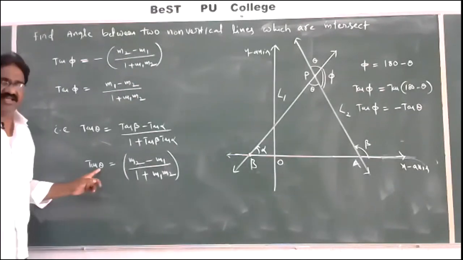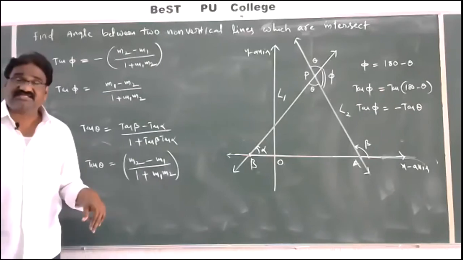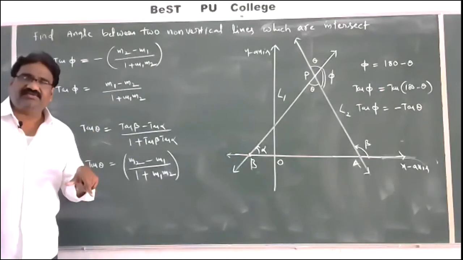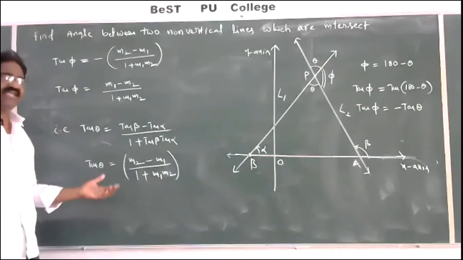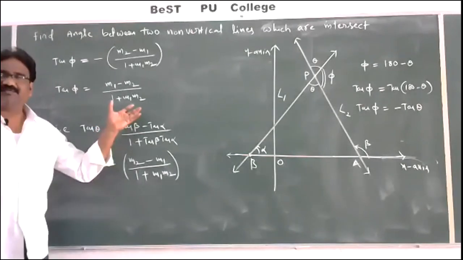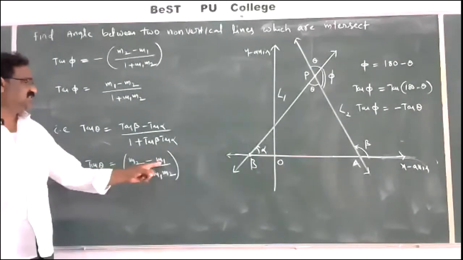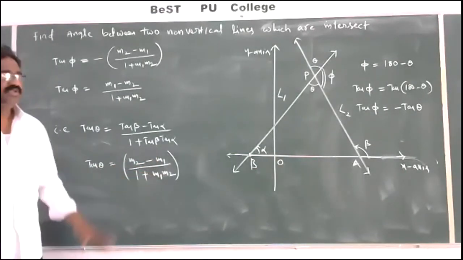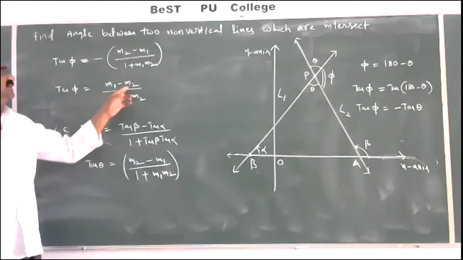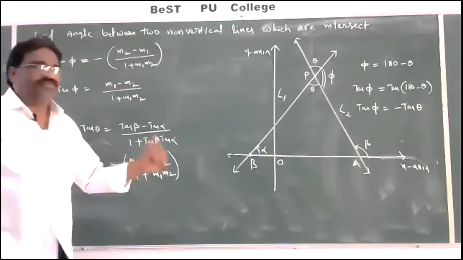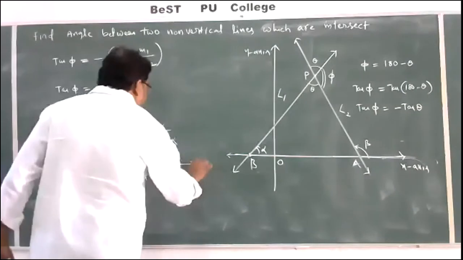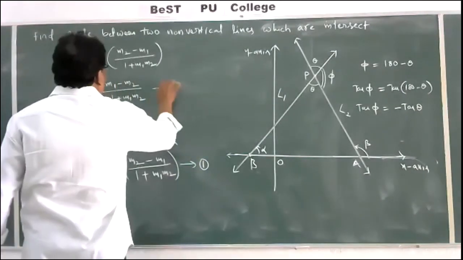Theta is the angle between the two lines and phi is also an angle between the two lines. So one is an acute angle and another is an obtuse angle. So tan theta is equal to M2 minus M1 by 1 plus M1 M2, and tan phi is equal to M1 minus M2 by 1 plus M1 M2. From these two equations, for example, you consider this as 1 and this as 2.